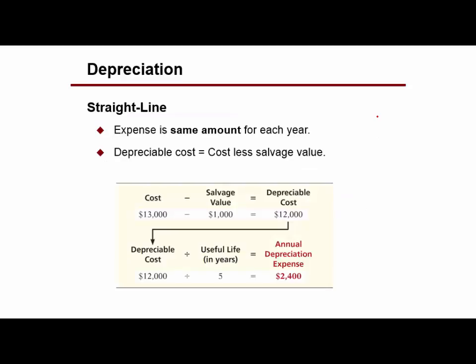So let's talk about straight line. Notice on this slide it's the same exact thing that I wrote on the previous slide. The $13,000 cost minus salvage value gives me my depreciable base. I take the depreciable base and divide it by the number of years. That gives me the annual depreciation, which in this example is $2,400, right? Okay.